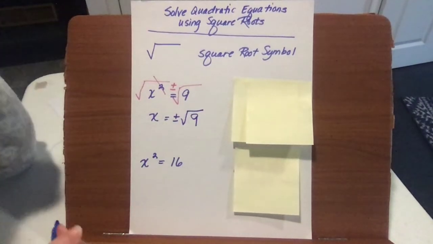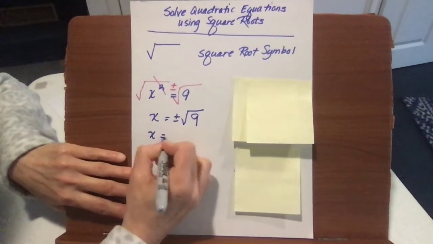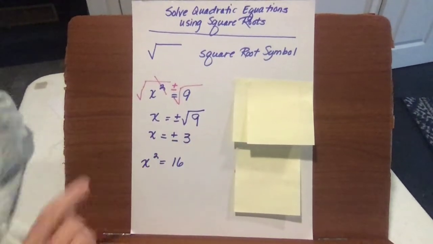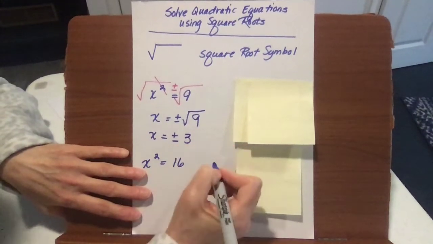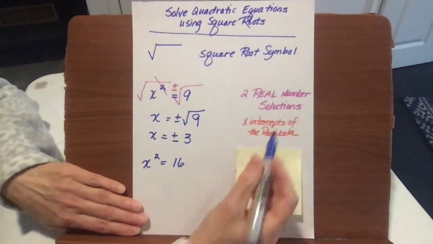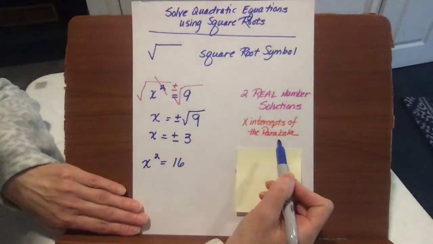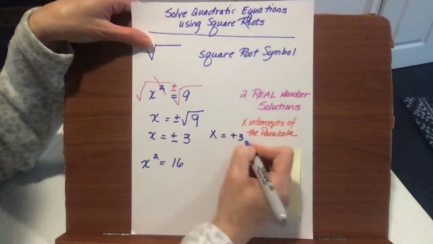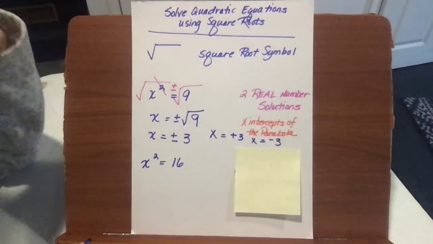Now we can take the square root of 9 because it is a perfect square. So x is equal to positive or negative 3. What we're saying is that x is positive 3 or x is negative 3, so there are two real solutions here. Remember, the real solutions are the x-intercepts of your parabola if you were to graph this. So when writing your final answers, you have x equals positive 3 and x equals negative 3. Those are two solutions, and they're real numbers.